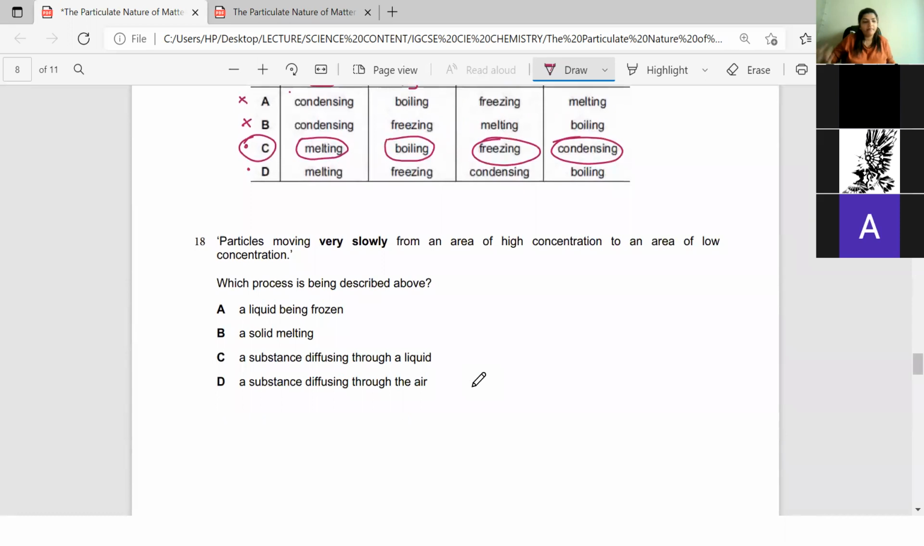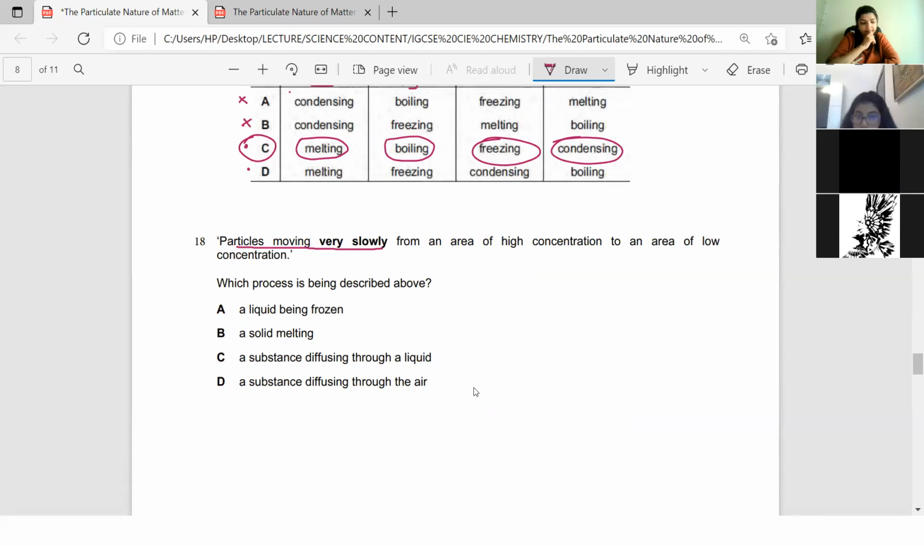Okay, next, Arpita. Particles moving very slowly from an area of high concentration to an area of low concentration. Which process is being described above? A substance diffusing through a liquid. Very good. Because over here they are talking about particles moving very slowly. Area of high concentration to an area of low concentration is diffusion. But when particles are moving slowly, they are in motion, but not as fast as when diffusing in a gas. So they are moving very, very slowly. So it's going to be in liquid. So yes, very good, Arpita.